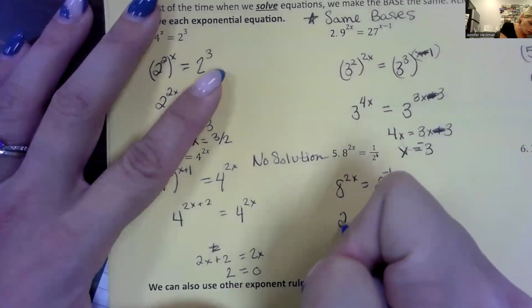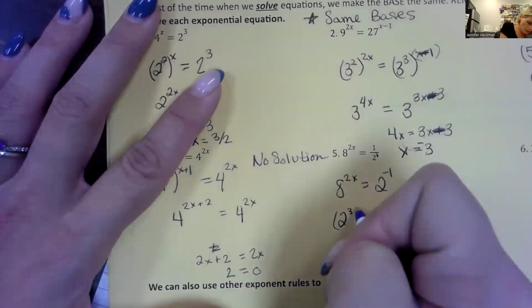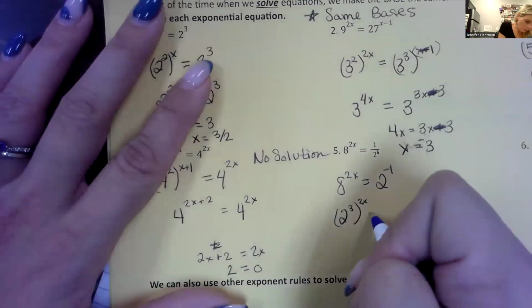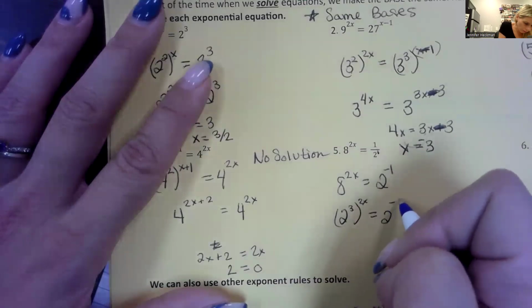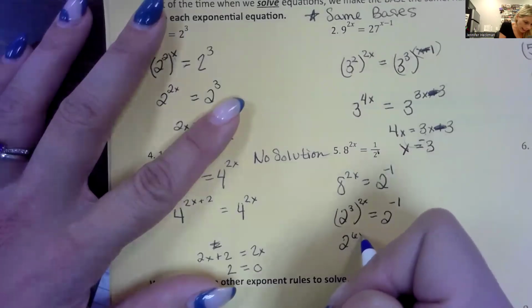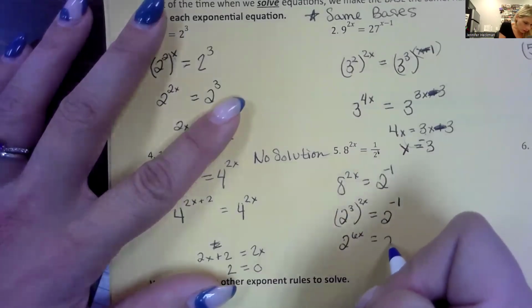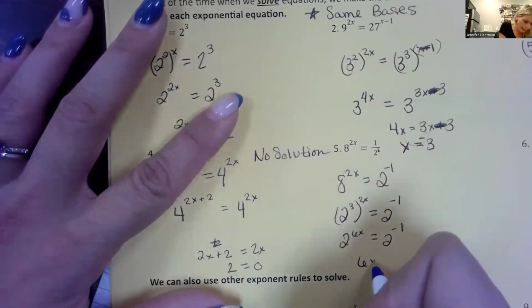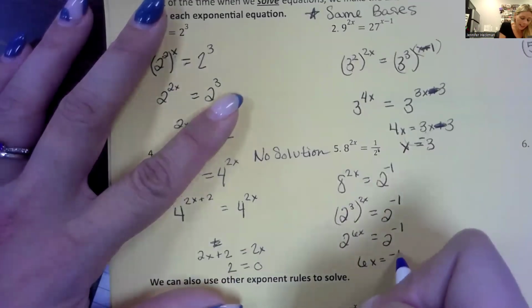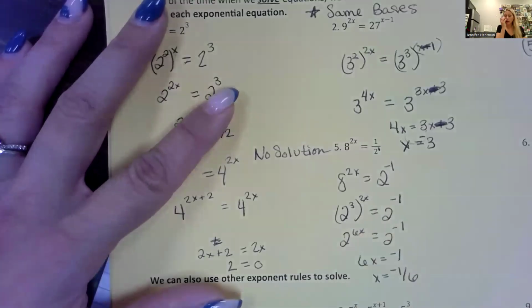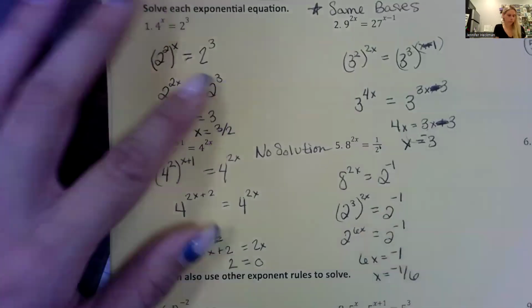So this is going to be 2 to the third, to the 2x, equals 2 to the negative 1. Multiply that out, so this is 2 to the 6x equals 2 to the negative 1. Focus on the exponents, so 6x equals negative 1, so x equals negative 1/6. And you are done. Check your work.